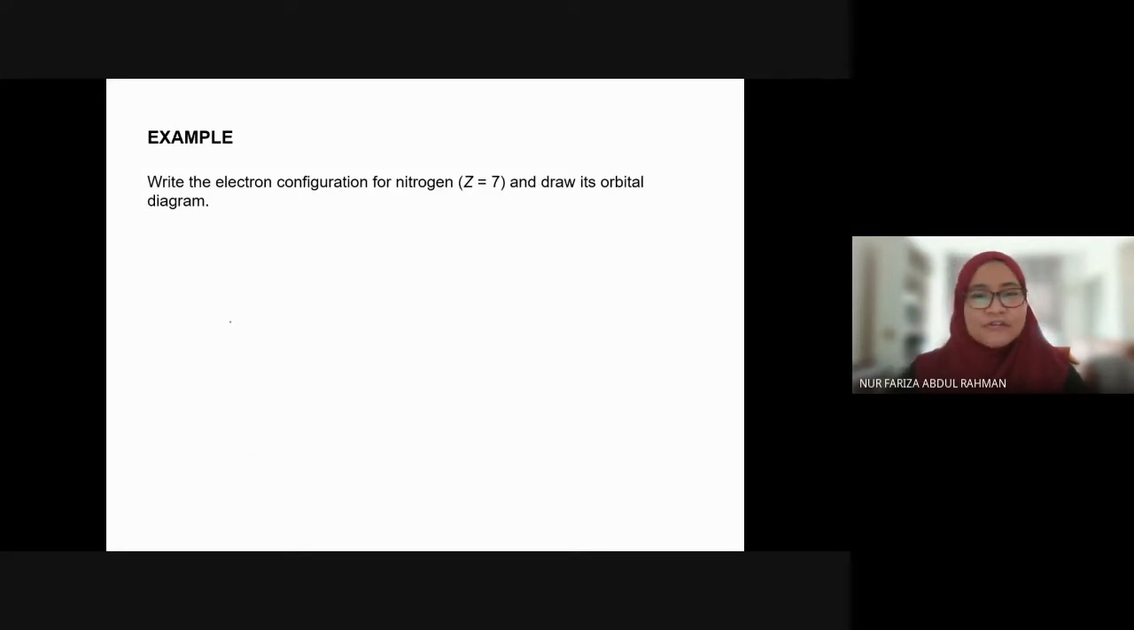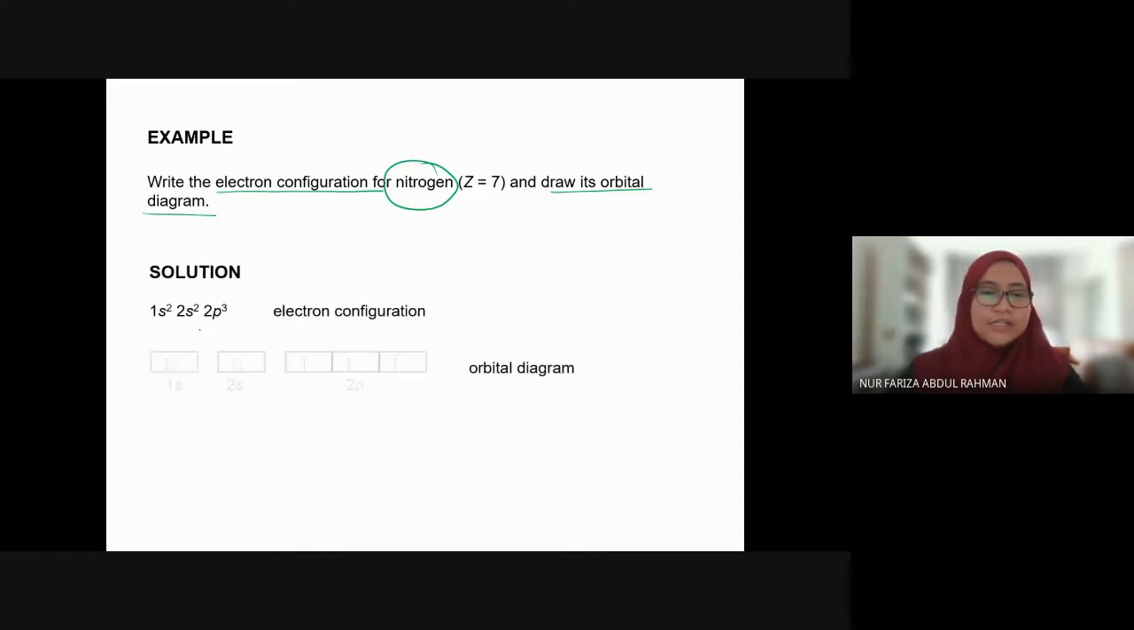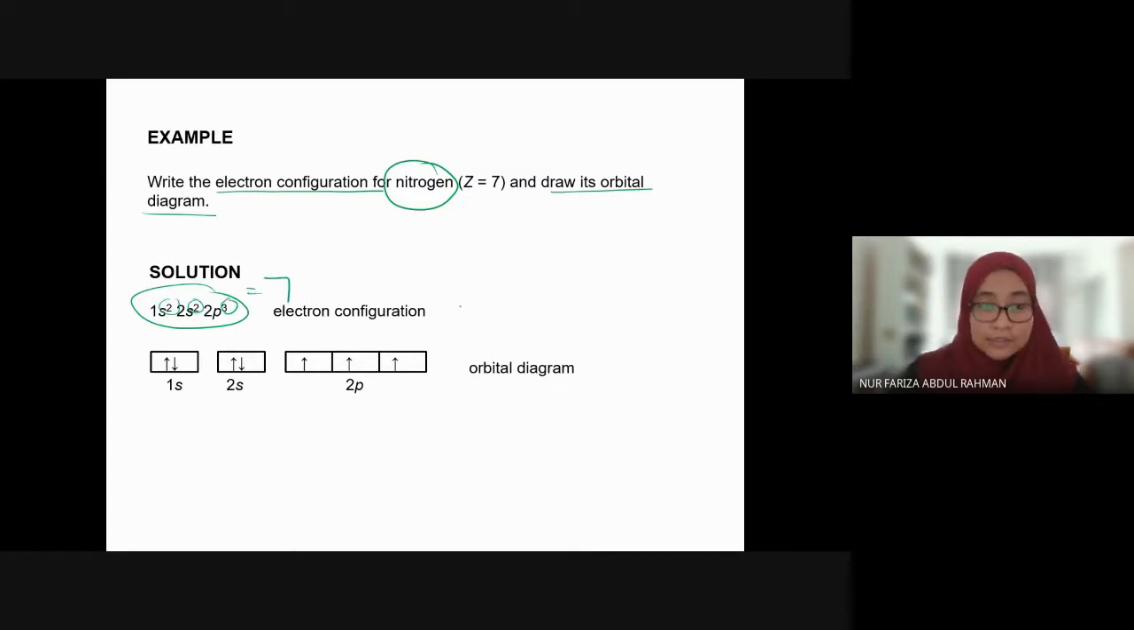Write the electron configuration for nitrogen, and draw its orbital diagram. So a question can be asked in the form of electron configuration and also orbital diagram. So you have 2 questions that you need to address here for nitrogen. The electron configuration will be 1s2, 2s2, 2p3. Make sure that you total up all the electrons, it should be equal to 7.